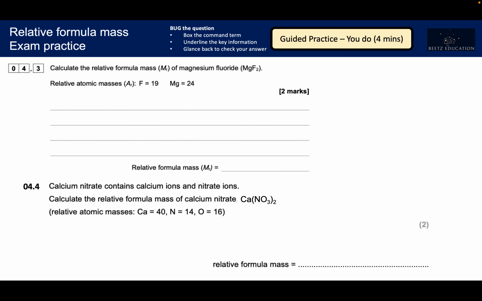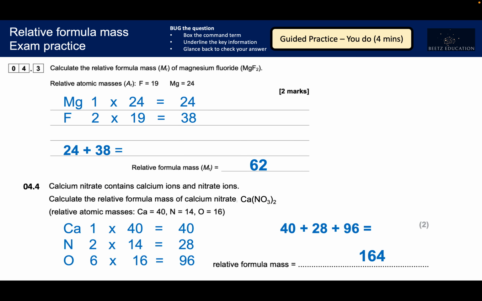Your turn then. We have 4 marks worth of questions for you to have a go at home. That means you should spend no more than 4 minutes on this. Pause the video and we'll review the answers in a moment. Right then, for the first one, we should have got a final answer of 62. And for the second one, we should have got a final answer of 164. My working out there is shown for you if you made any errors.